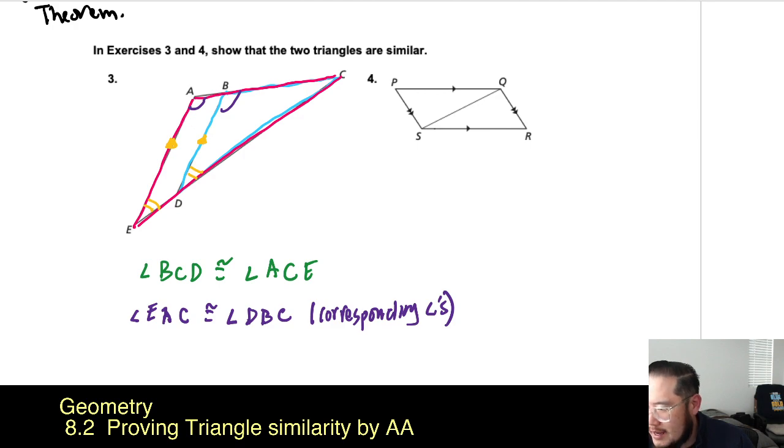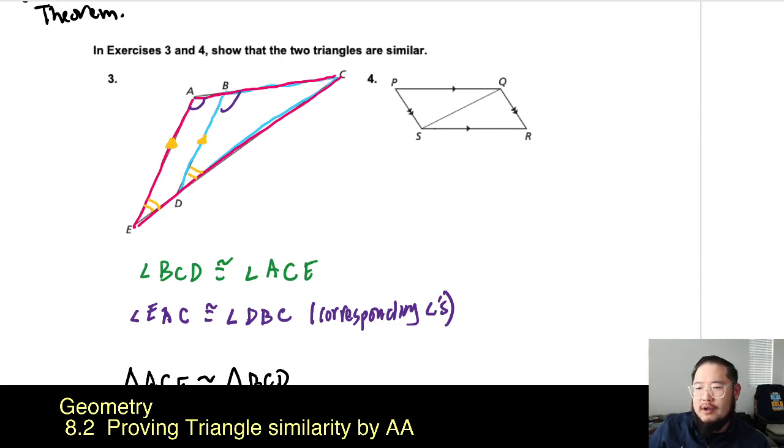So now that we have two angles that are congruent, let's go ahead and put it all together. I can go ahead and say that triangle ACE is similar to triangle BCD, and then we have angle-angle similarity. Okay, so there we have our answer for number 3.